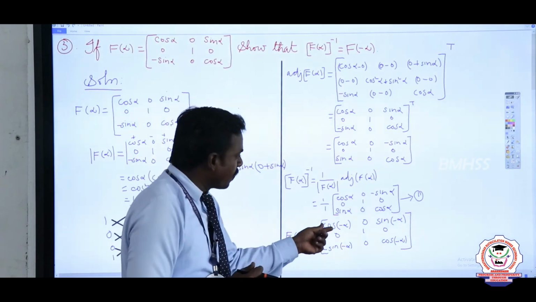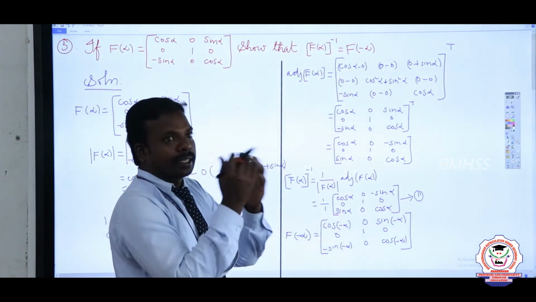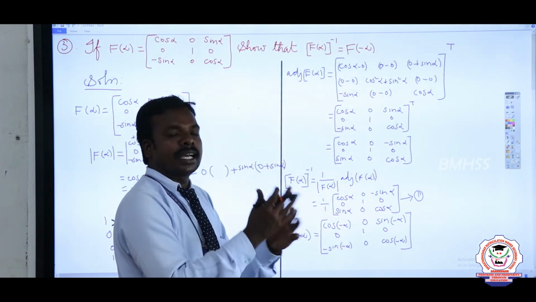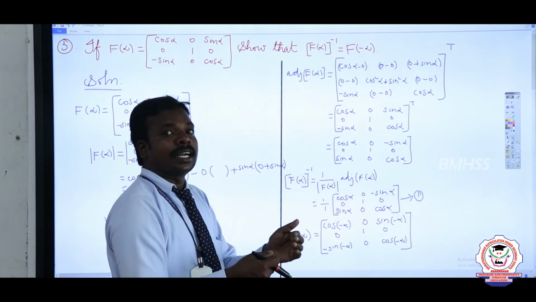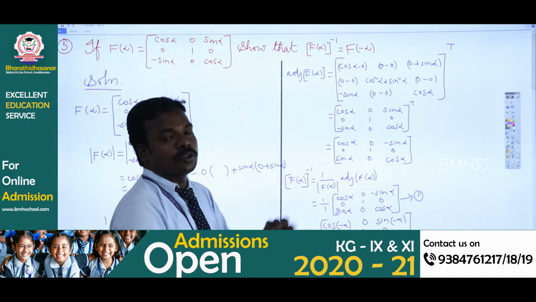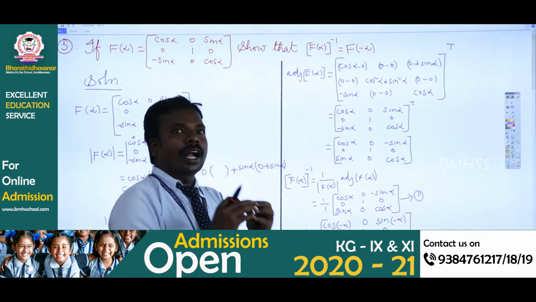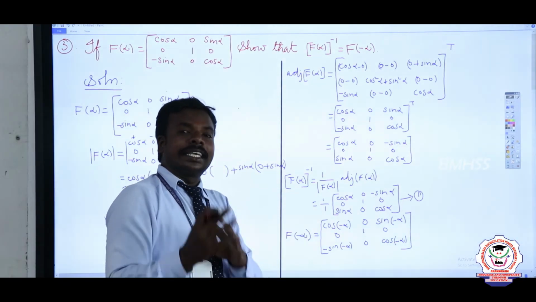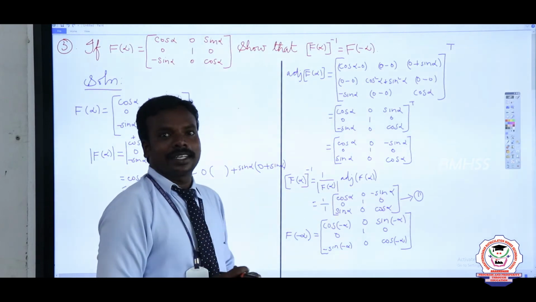Listen, minus alpha where will come? In the fourth quadrant. In the first quadrant plus theta, the second quadrant 180 minus theta, third quadrant 180 plus theta, the fourth quadrant minus theta. So opposite to the first quadrant. Okay. So cos in the fourth quadrant, cos and secant always have positives. So others will get negative sign.